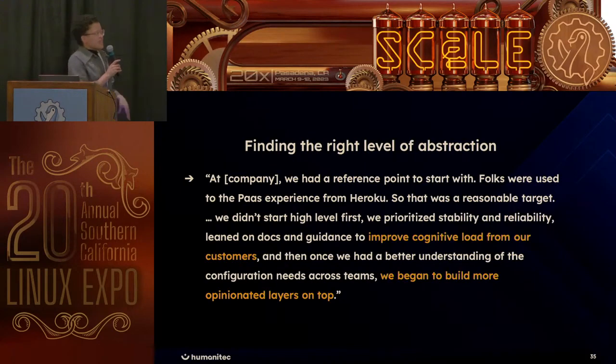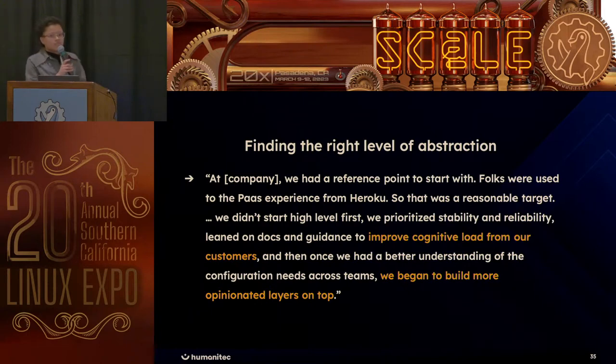A different person weighed in that at their company, they had a reference point to start with because they understood that the folks at their company were used to the past experience from something like Heroku, so that was a reasonable target. So they didn't start at a high level first. They prioritized stability and reliability, and they leaned on docs and reliance to improve cognitive load for their customers. Once they had a better understanding of the configuration needs across all their teams, then they began to build more opinionated layers on top. Now, these are a couple of broad examples of approaches that organizations have taken to find the right level of abstraction.